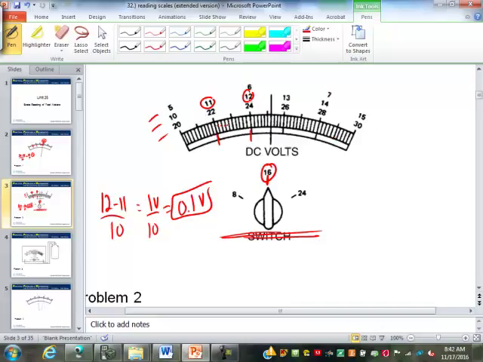So right now, this is the 12. 12.1, 2, 3, 4, 5, 6. So that is reading 12.6 volts. Any questions on that?